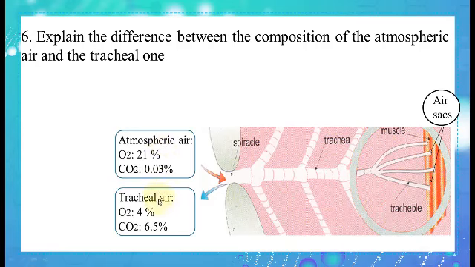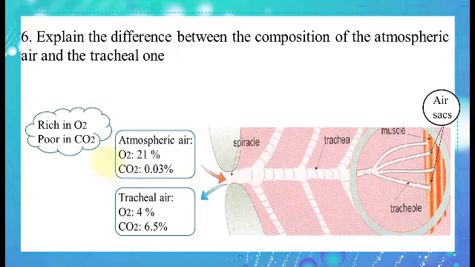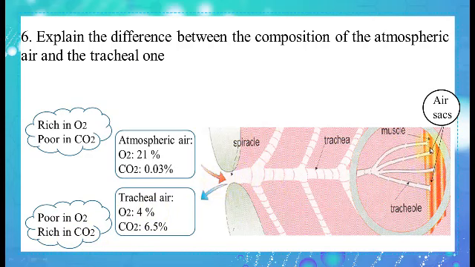Here is the composition of the atmospheric air. We can notice that the atmospheric air is rich in oxygen gas while it is poor in carbon dioxide gas, while the tracheal air is poor in oxygen gas and it is rich in carbon dioxide gas. So what happened at the level of the muscle? Which process occurs? The air that enters the body of the grasshopper passes through the trachea and branches through the tracheals, which end with very small air sacs.